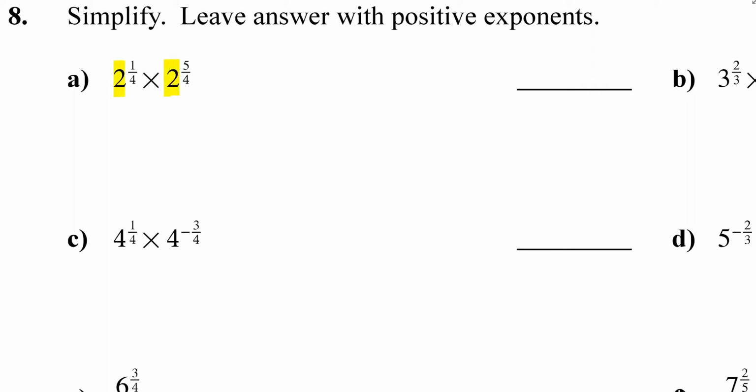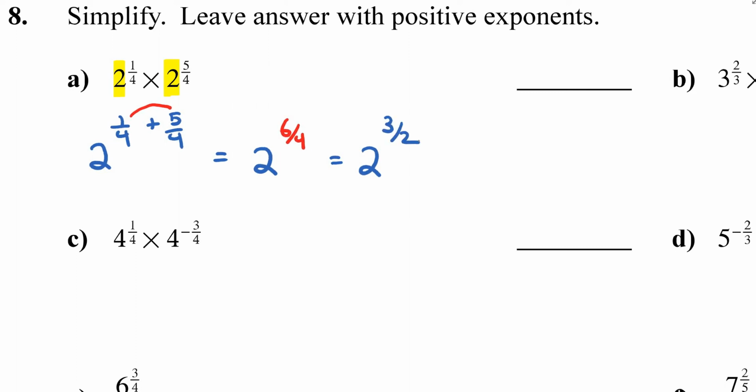So if the bases are the same, you're simply just adding the powers. So 2 to the power of 1 over 4 plus 5 over 4. For these questions, the denominators are the same here, so you can just add the fractions. So 5 plus 1 is 6, so 6 over 4. And if you want to simplify that, that's 2 to the power of 3 over 2. And I believe that's your final answer here, 2 to the power of 3 over 2.